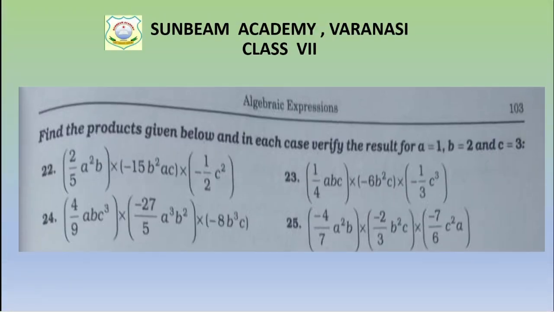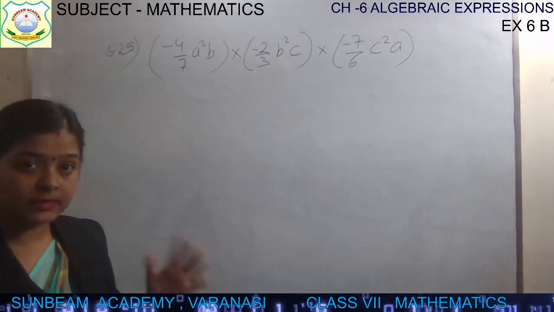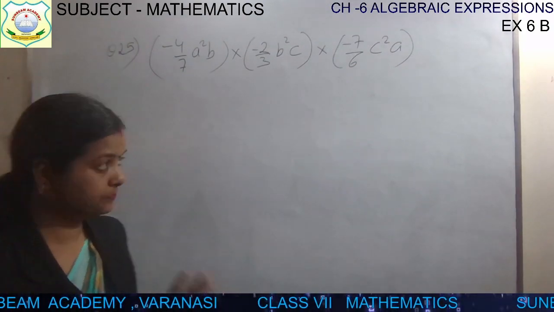Now see the next question, children. One more question is question number 25. Write down question number 25. Children, I hope you all are writing. Minus 4 by 7 a square b into minus 2 by 3 b square c into minus 7 by 6 c square a. This is your 25th question and you have to find the product and as well as you have to verify it. You have to verify it also, that whatever answer will come after substituting the value of a, b, c, it should match.